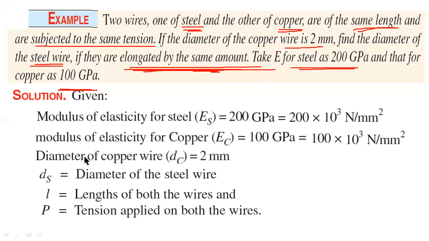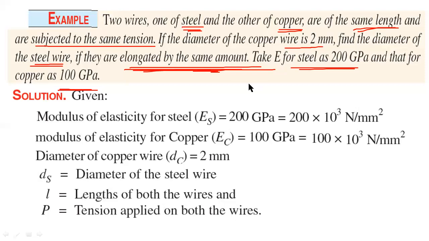And here the diameter of the copper wire is given. That is the diameter of the copper wire, D suffix C. D is the diameter, C is the copper. So diameter of the copper wire, D suffix C, equals 2 mm. Then you have to find the diameter of the steel wire. D suffix S refers to the diameter of steel. D is the diameter, S is the steel wire. Diameter of the steel wire equals Ds.